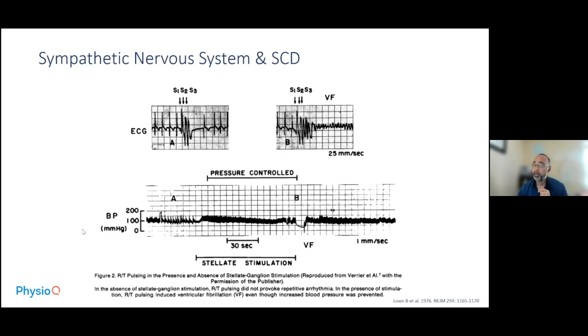And what he was able to do was stimulate the sympathetic nervous system by finding the sympathetic nerve, specifically the stellate ganglion, which is part of the sympathetic nervous system. You can see that this is a normal rhythm, and then stimulation induces ventricular fibrillation. And pressure control just means that the pressure was controlled, because sometimes when your blood pressure is increased, it reduces the sympathetic nervous system. But you can see that when the sympathetic nervous system was activated, there was a higher risk of ventricular fibrillation.